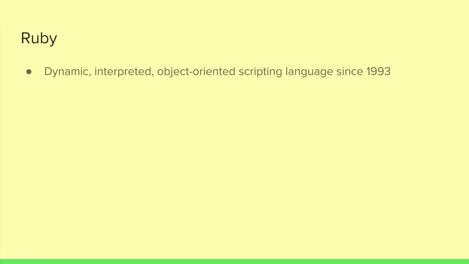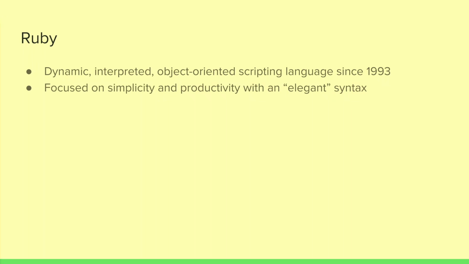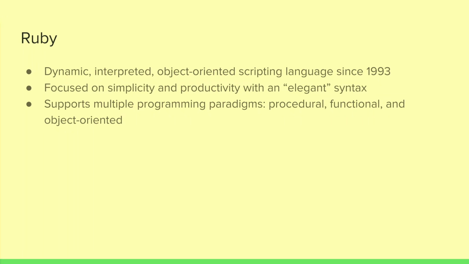And then the final one here is Ruby. Around since the mid-90s, dynamic, interpreted, and object-oriented. It's a scripting language. And they claim themselves that they have an elegant syntax, which they have, but it's probably also the most uncommon syntax of all these languages because it is elegant and different at the same time. It supports a whole bunch of different paradigms. You can do stuff procedurally, functionally, or classic object-oriented.